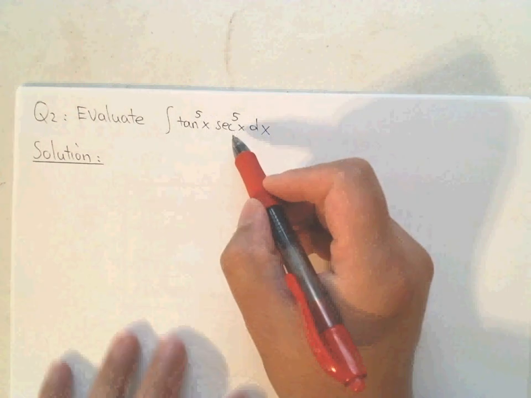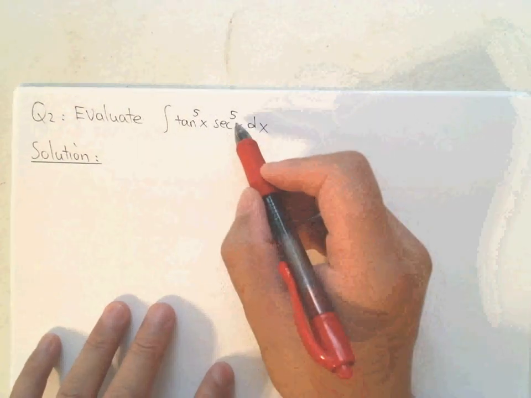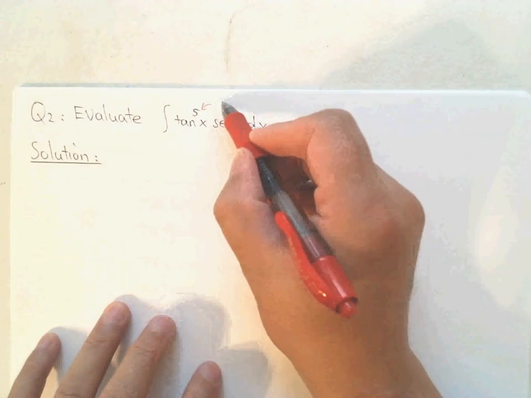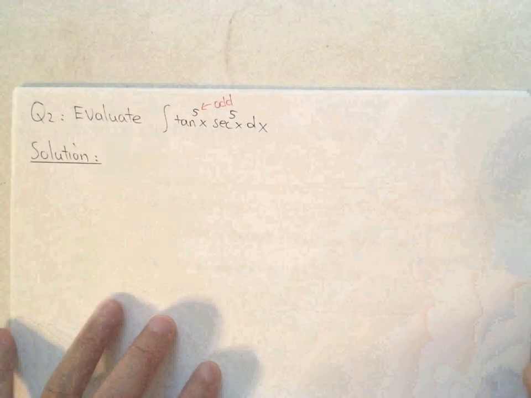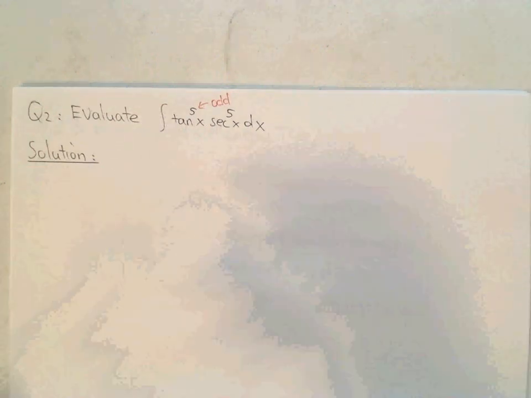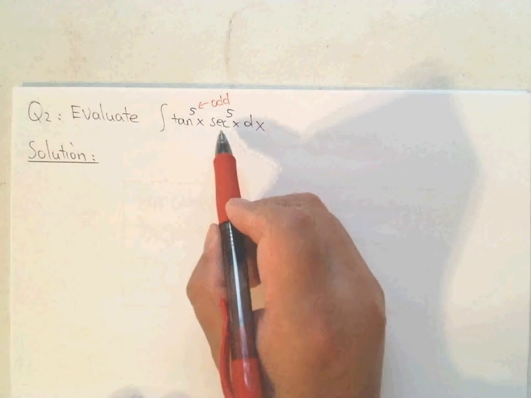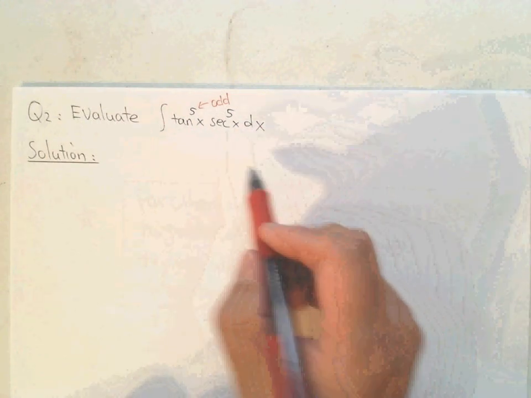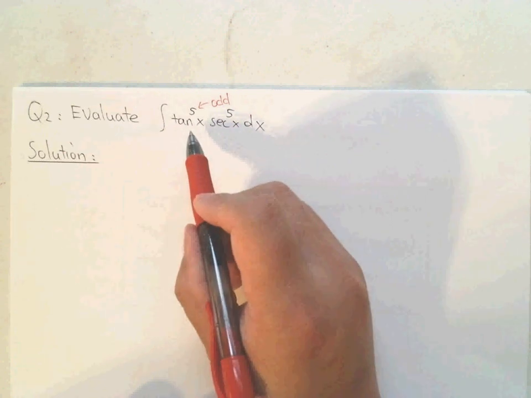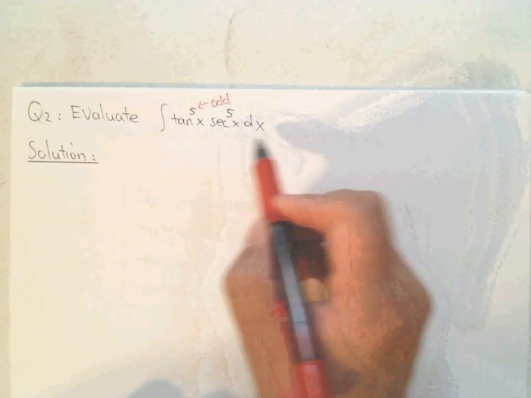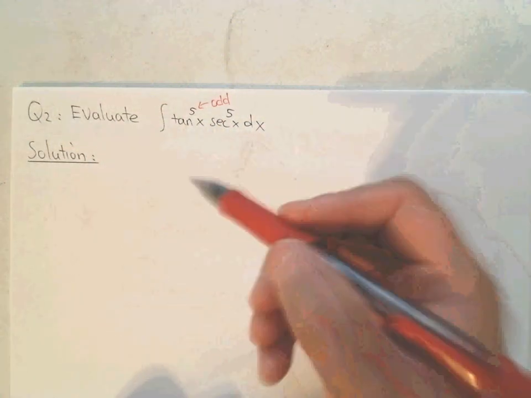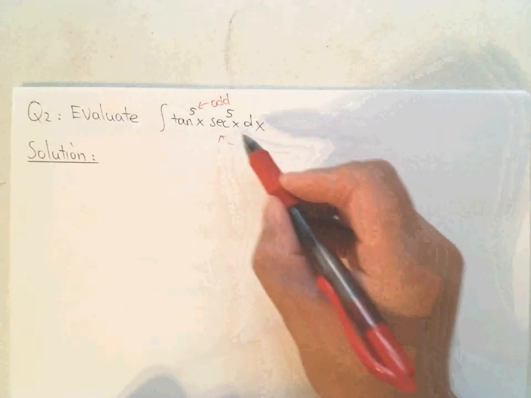Secant square, we look at the power. This power is not even, so it doesn't belong to the first case, it belongs to the second case, because the power of the tangent is odd. Remember, if this is odd, what do we do? We need to do the substitution with secant, the opposite. So secant x is u, and du is secant x times tangent x times dx. So we need to separate one secant and one tangent to make du together, right?